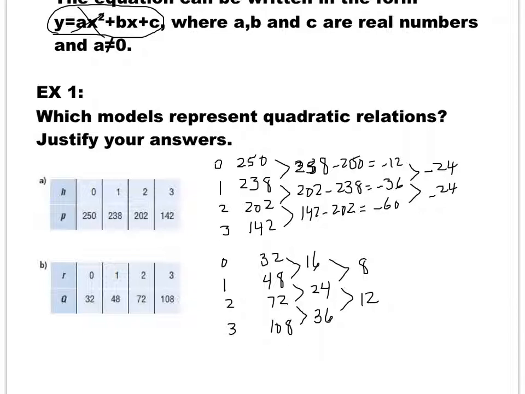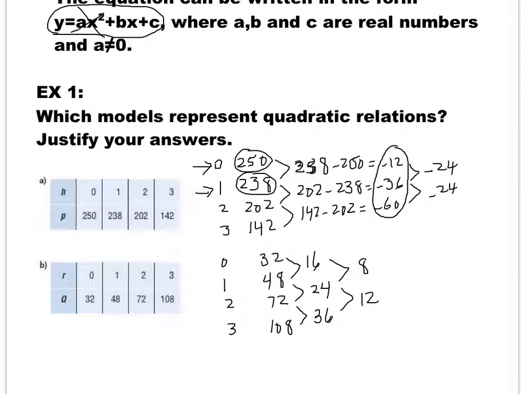What I did is I wrote these two tables of values vertically. So 0 and 250, I wrote it in the first row, and then 1, 238 here, and so forth for both of them. Then to find the first and second differences, you take every y value, 238, and subtract the one previous to it, 250. So 238 minus 250 is minus 12. 202 minus 238 is minus 36. 142 minus 202 is minus 60. You can see that the first differences here are not the same.